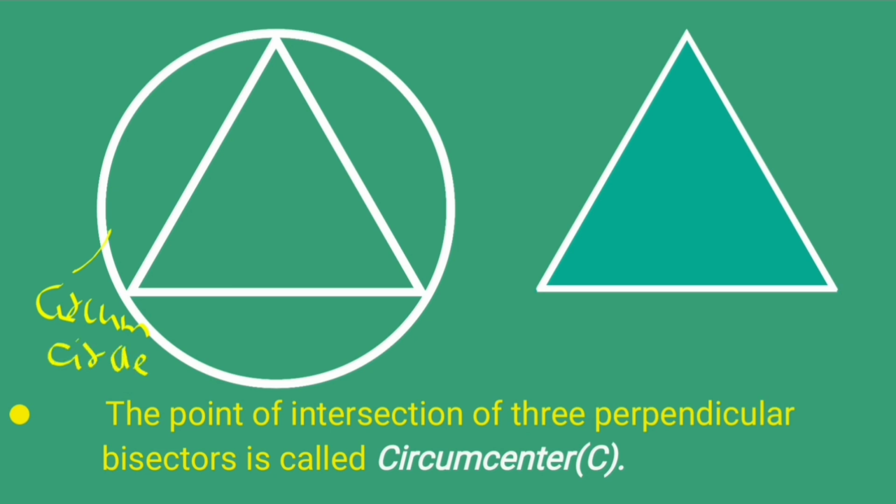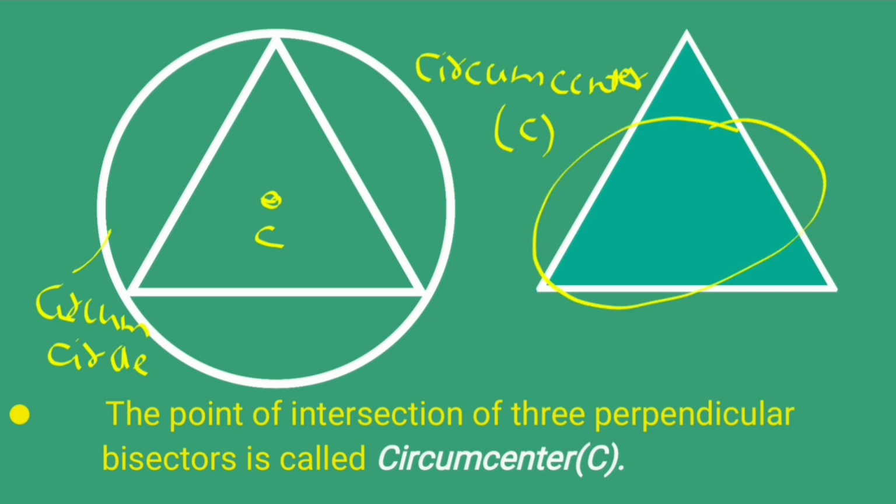Circumcircle. Now this circle has one center. Yes or no? Every circle has one center. Now this center is the circumcenter, and it is represented with capital C. Capital C. This is capital C.